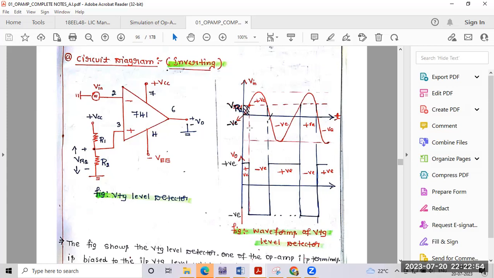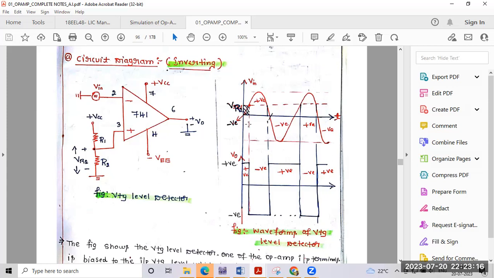Whenever our input voltage is less than this reference voltage, our output will remain the same. Whenever our input voltage is greater than the reference voltage, then only our output will change. Otherwise the output will remain the same.